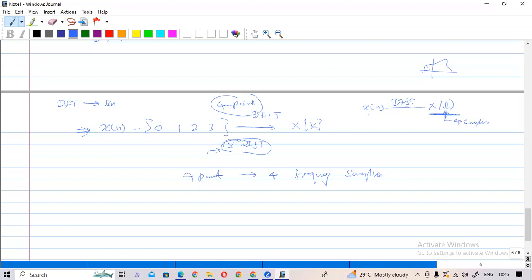The N-point means N samples. N-point means there should be N frequency samples. So that is the N definition. The meaning of N is N frequency samples, that is the number of frequency samples, because this is a frequency domain signal. So we have to talk about frequency samples.